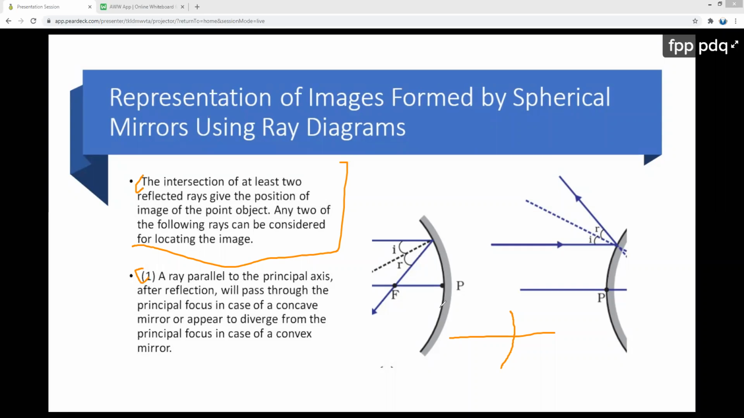A ray parallel to the principal axis, after reflection, will pass through the principal focus. The principal focus is the F, the point over here.